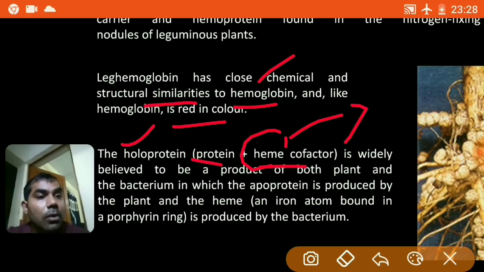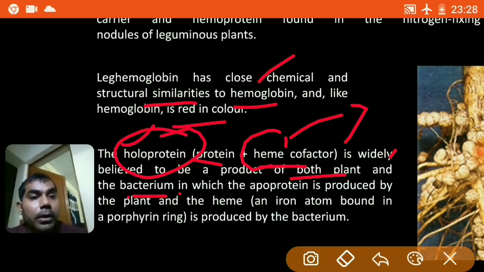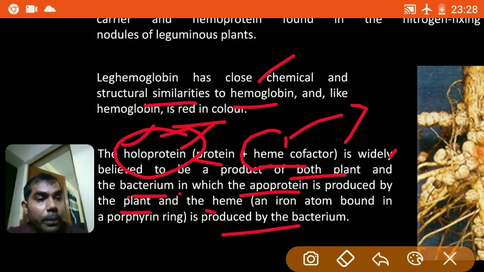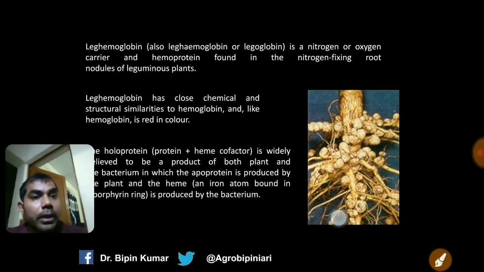It acts as a cofactor, and it is widely believed that this holoprotein is the product of both the plant as well as the bacterium. Here we can see that the apoprotein is produced by the plant and the heme is produced by the bacteria. So this protein is called a holoprotein, or sometimes we can say it is leghemoglobin. Okay, let's move to another question.